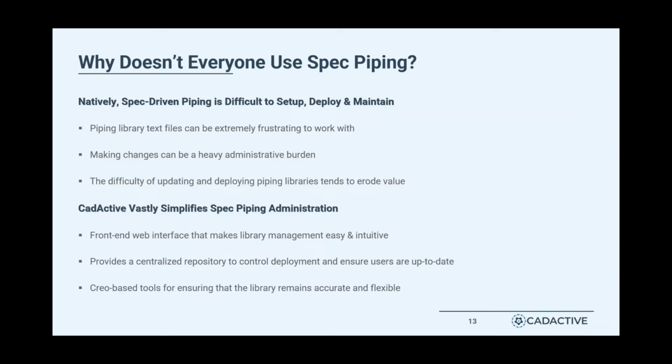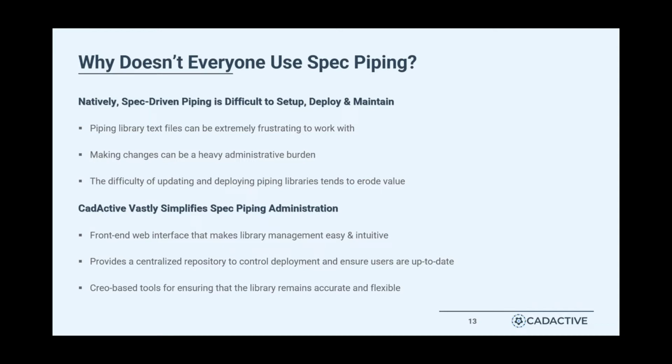It's driven with backend text files that can be super complex, super finicky. There's a big learning curve associated with administering spec-driven piping. Editing and maintaining that library natively means that you're manually working with these text files, and you put a wrong space or a wrong tab or a wrong character in one place and the whole thing breaks. And so oftentimes these barriers deflect engineering teams from ever getting to the point where they can use spec piping. And so here's where CAD Active, our company, comes in as a PTC partner.